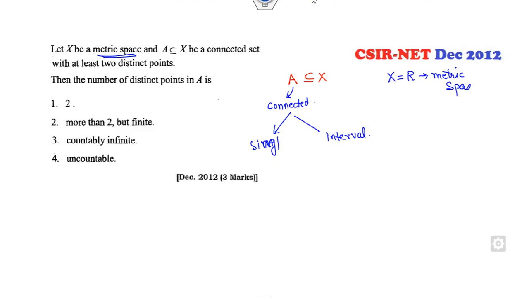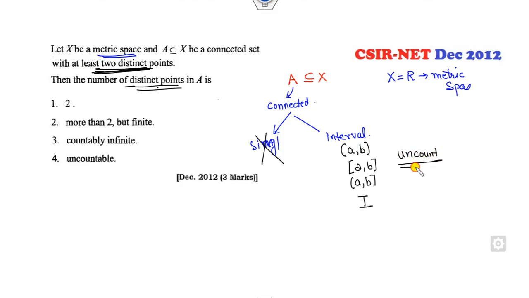Now look at the elements with at least 2 distinct elements. It means it is not a singleton. So it is an interval (a,b), or closed interval [a,b], or semi-closed interval, any of the form, that is an interval. Then the number of distinct points in A: with at least 2 distinct points, what is the cardinality? Uncountable. So you have uncountably many distinct points in A.